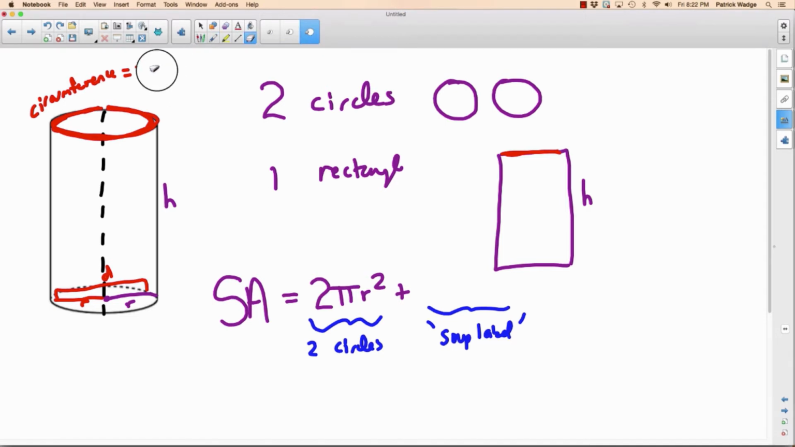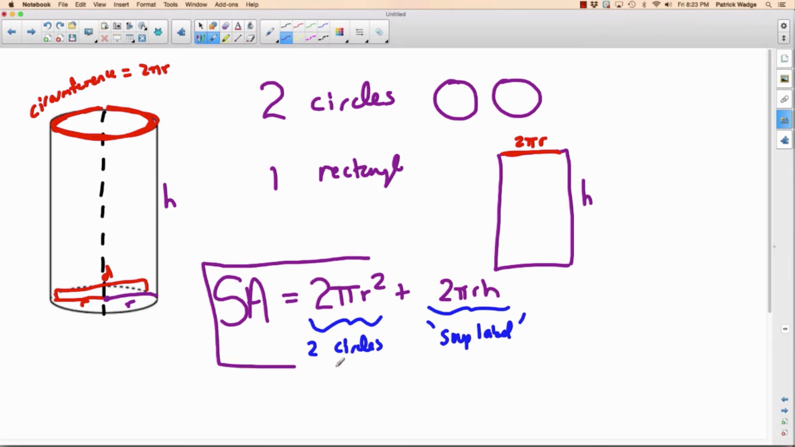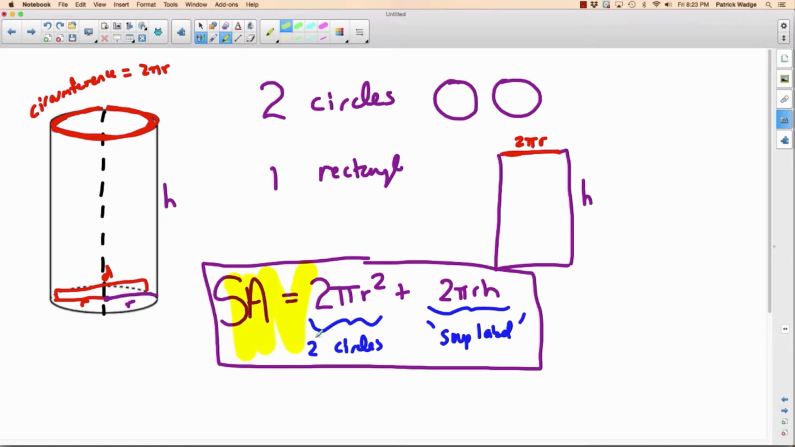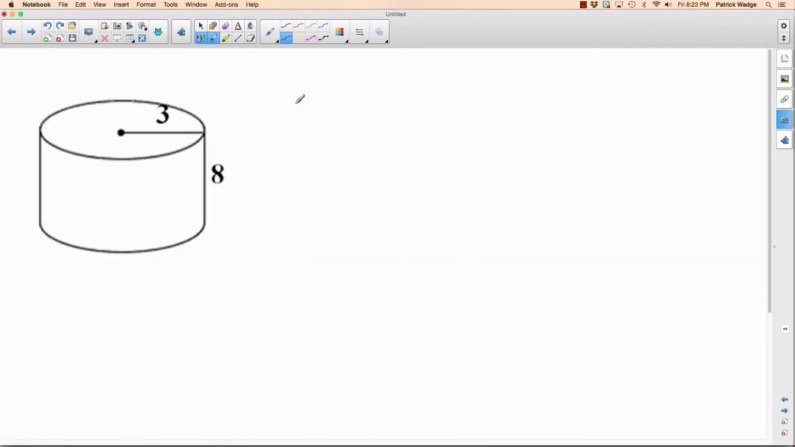But let's also change the order. So let's make it 2 pi r. So that's how much this distance is here. Oh, so instead of going length times width, we're actually going to go 2 pi r times h. So this part here is 2 pi rh. This is your formula for surface area. Did you follow all that? Maybe not. If not, just know that this is the formula that you're going to use to find the surface area of a cylinder.